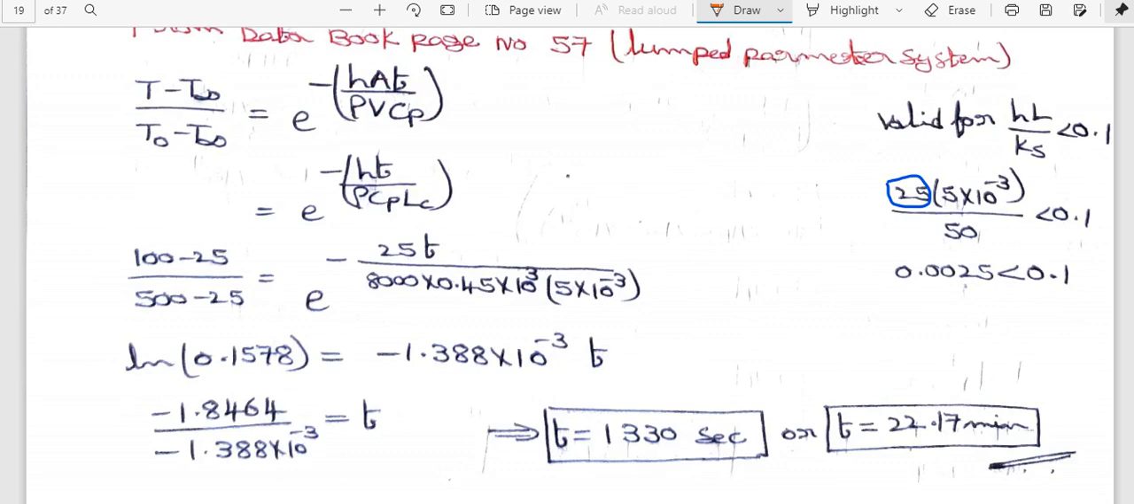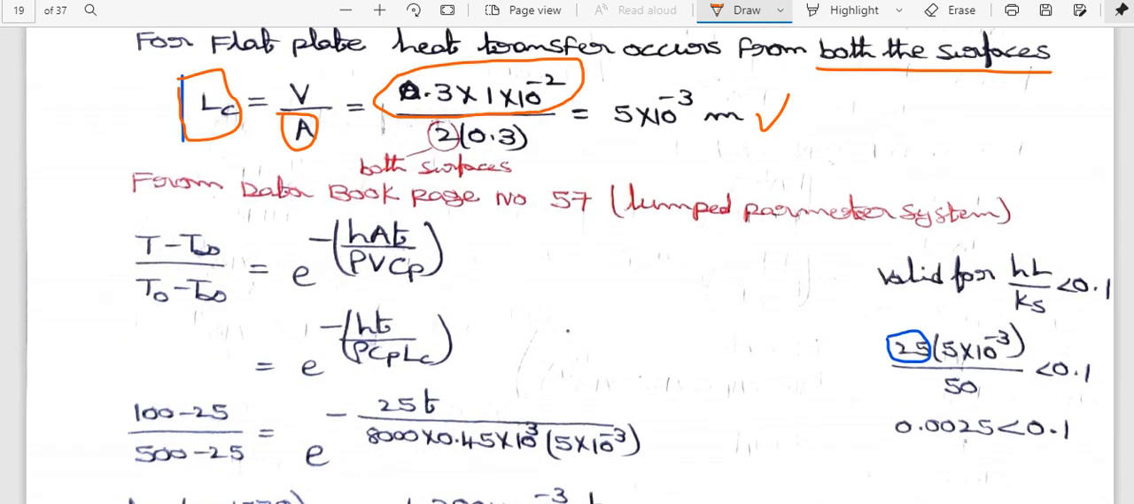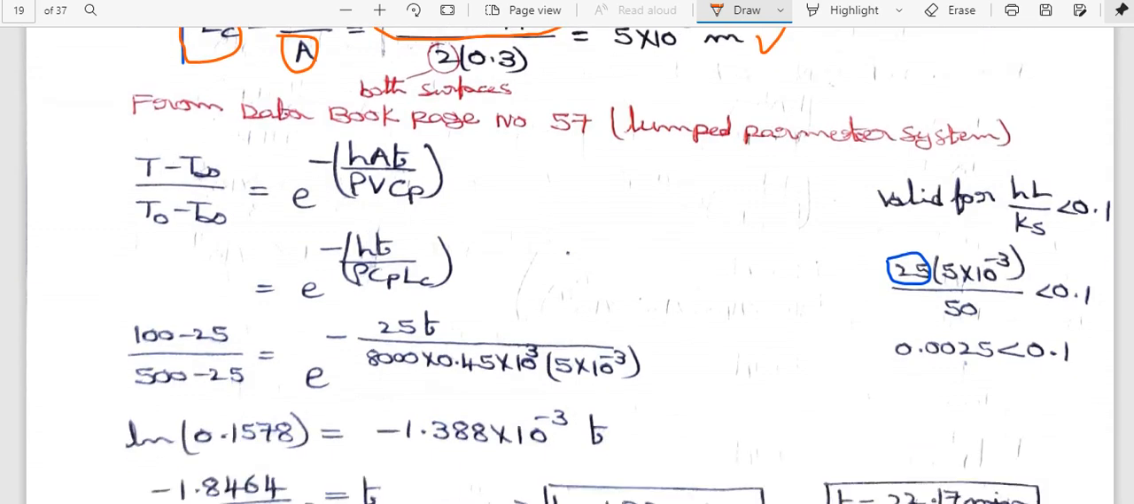So H equal to 25 and L equal to, we already calculated, 5 into 10 power minus 3. Thermal conductivity is equal to 50. So here this is the value 0.025, less than 0.1. So here 0.1 is less than the, this is for valid condition.